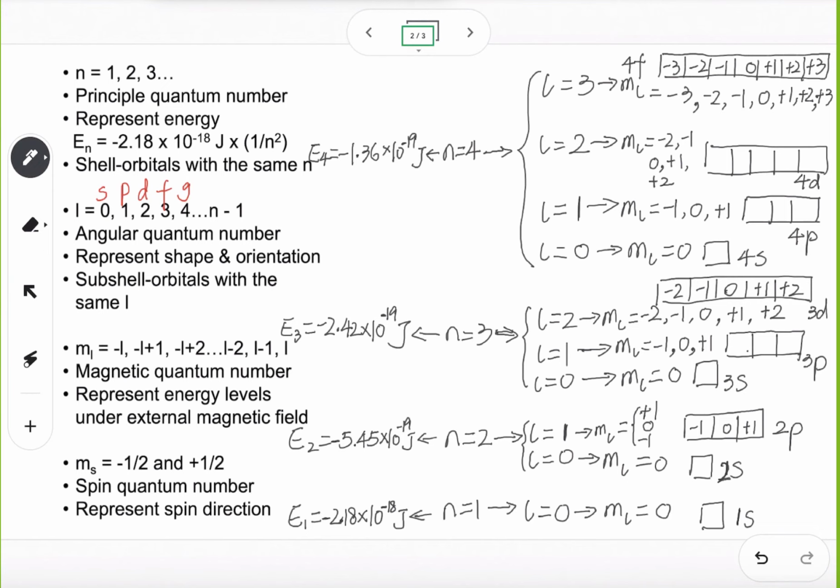We are not going to go further for n equals 5, but certainly if you want, you can try it. You can imagine that when n equals 5, the maximum value for L would be 4. And think about how many ML values can be defined when L equals 4. You can try it whenever you have time, and I believe that you will love it.